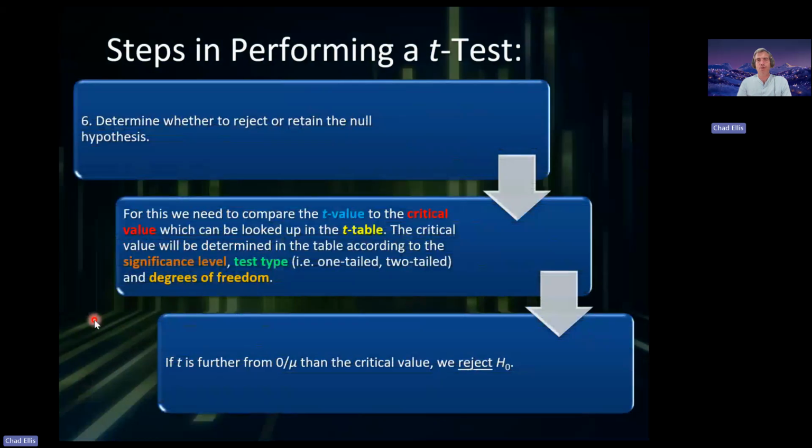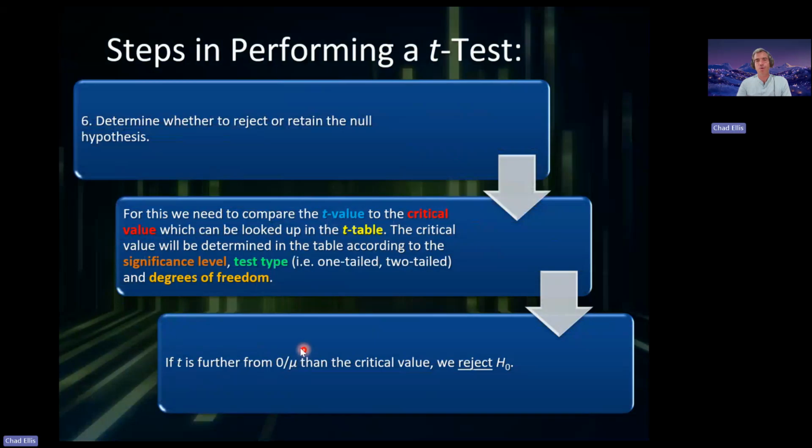Now we have to figure out whether we're going to reject or not reject the null hypothesis. To do that, we're going to compare our t-value to a critical value, just like we did with the z-stat. But instead of using a z-score table, we're going to be using the t-table. The critical value that we compare our t-value to depends on a few things. It depends on our significance level, our test type, whether that be one-tailed or two-tailed, and we've already said we're doing a one-tailed test, and the degrees of freedom.